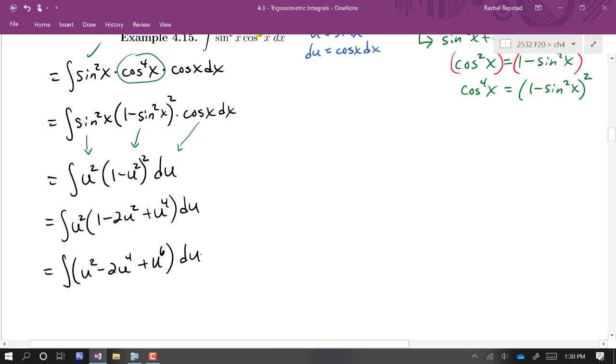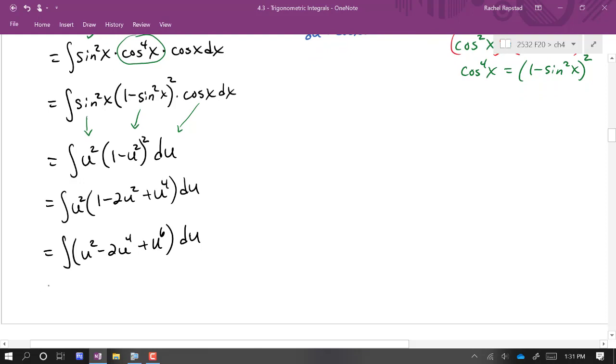du. And it's a power rule integral, just like the one before it, just like that simpler one in the beginning, right? This took more work to get there, but we're using algebra, we're using Pythagoras to help us turn this trig integral really into a polynomial. All right, let's integrate. We get 1/3 u cubed minus 2/5 u to the fifth plus 1/7 u to the seventh plus a constant. And now it's all over but the shouting.